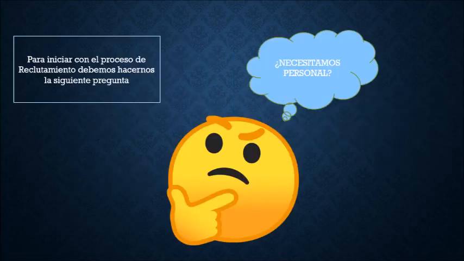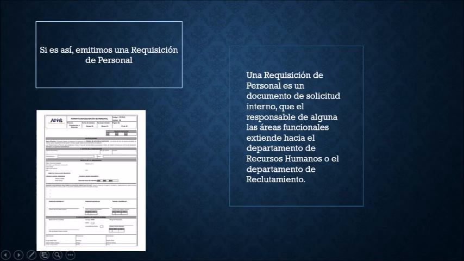To start with the recruitment process, we must ask ourselves the following questions. Do we need staff? If so, we use a personnel requisition. A personnel requisition is an internal application document which the person responsible for some functional areas extends to the Human Resources Department or the Recruitment Department.